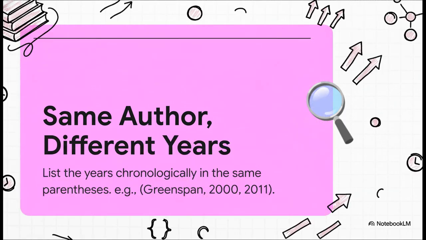And to be even more efficient, if you're referencing several works by the exact same author but from different years, you don't need to write a bunch of separate citations. Just put the author's name once and list the years in order, separated by a comma, all inside one set of parentheses. It's clean, it's efficient, it's great.